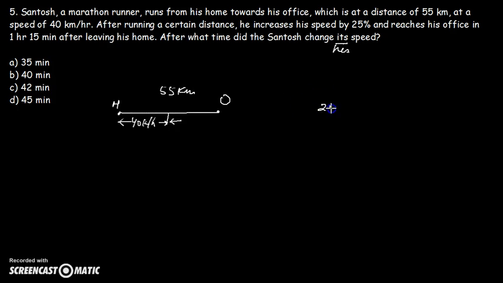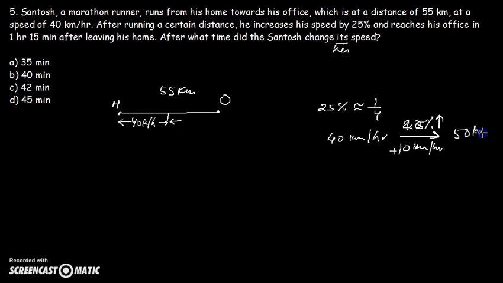25% is 1 by 4. 1/4 of 40 km per hour is 10. So an increment of 10 km per hour. 25% increment or 10 km per hour increment. So the next speed is 50 km per hour. So the two speeds are 40 km per hour and 50 km per hour.